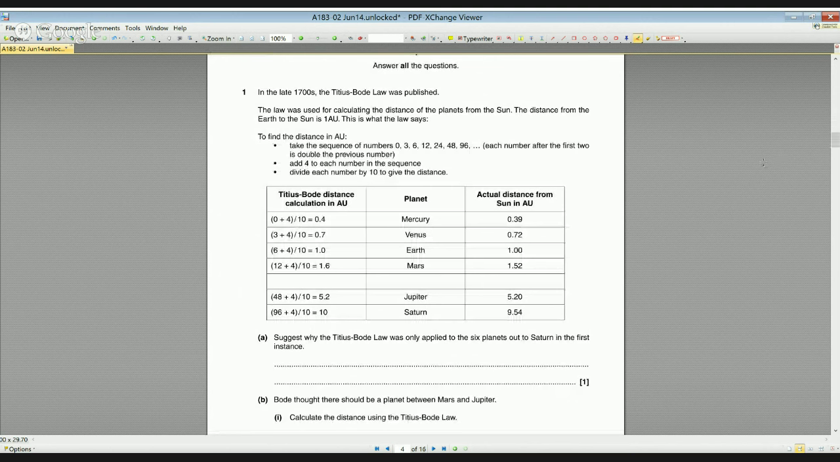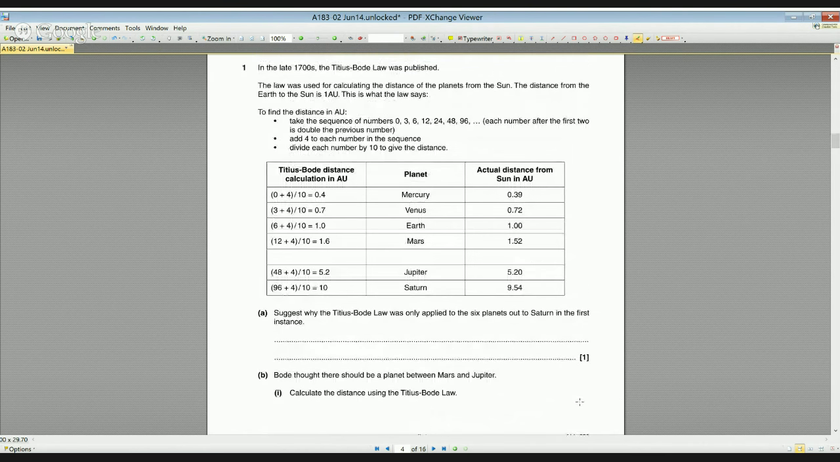Question number 1 begins with something called the Titus-Bode Law. Now, this isn't in your specification. It's not something you're supposed to know anything about. The exam boards often do things like this and include unknown topics. All the data, all the information that you need to answer this has been provided, in addition to any extra knowledge you might have from P7.